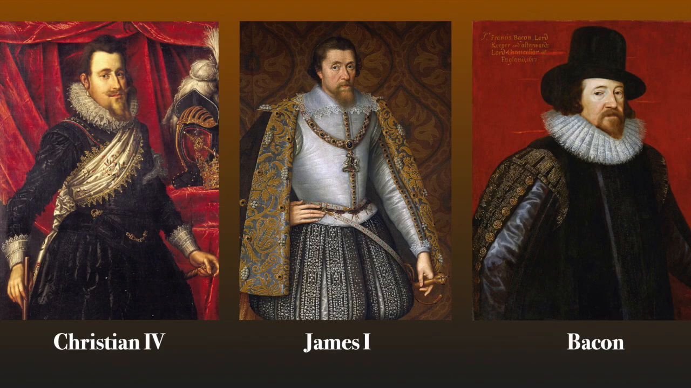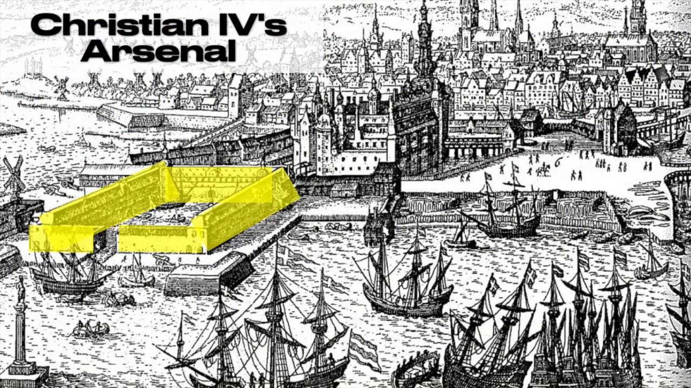Did Christian IV learn about star-shaped foundations from James Stuart and Francis Bacon? We can only speculate, but we do know that he did not use Starfort geometry to build the fortifications of his arsenal in 1604, 2 years before his trip to England. The one bastion we see here looks to be at a 90-degree angle.